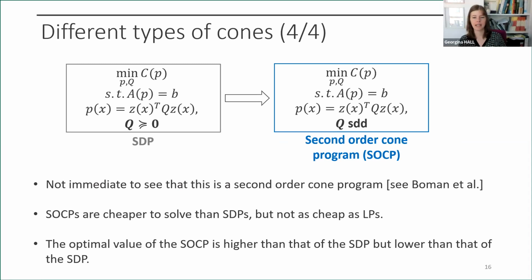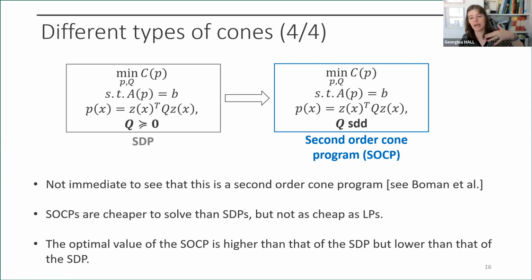So essentially, we can replace the positive semi-definite constraint by two sorts of constraints: the diagonally dominant constraint that gives rise to a linear program, or the scaled diagonally dominant constraint that we just saw, which gives rise to a second order cone program, or SOCP. Second order cone programs are cheaper to solve than SDPs, but not as cheap as linear programs. They give you an improved solution compared to the linear program, but at the expense of something a bit harder to compute. So there's a trade-off going on here.